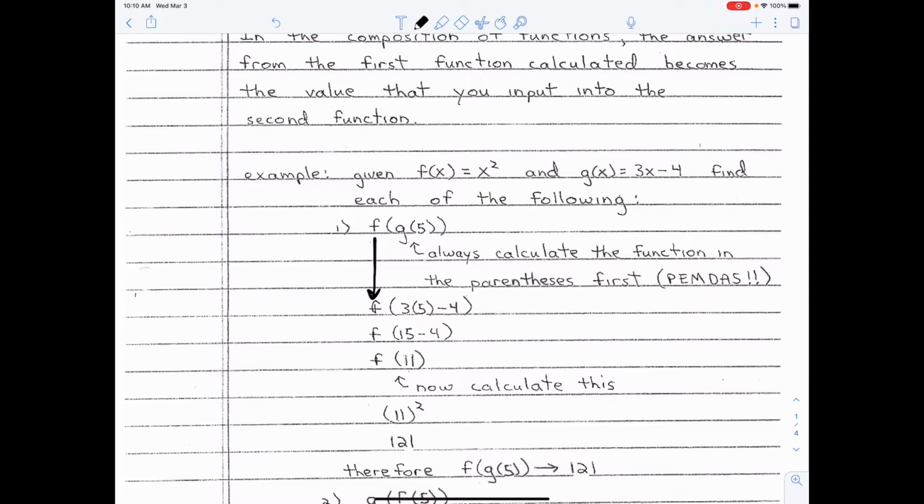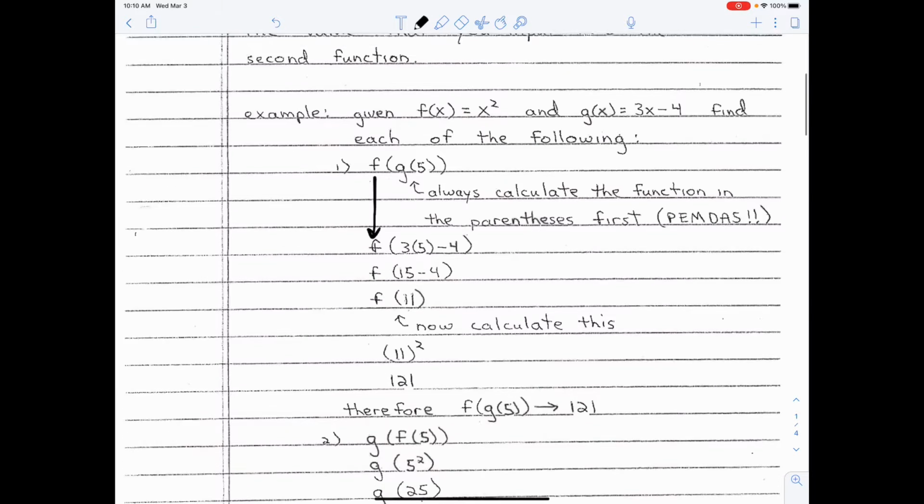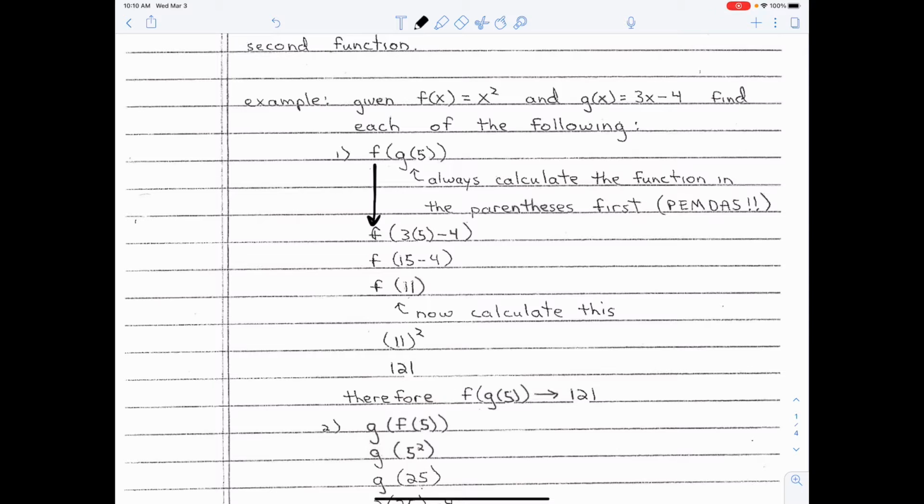What does that mean? Find the value of y in the g function when x is 5. So we plug in 5 for x, and then you calculate 11. Now what you're going to do is calculate f of 11. So we use the f function, and it's 11 squared, which is 121. It's just a two-part problem, that's all. It's really pretty simple, okay?